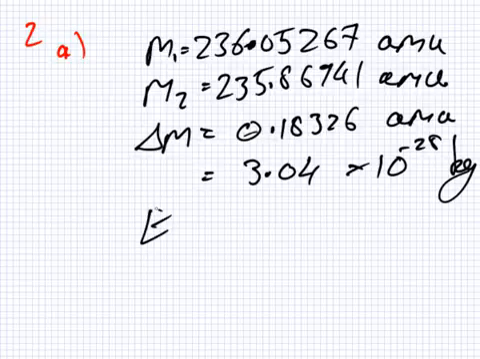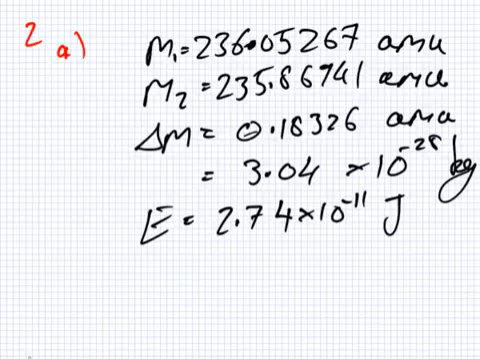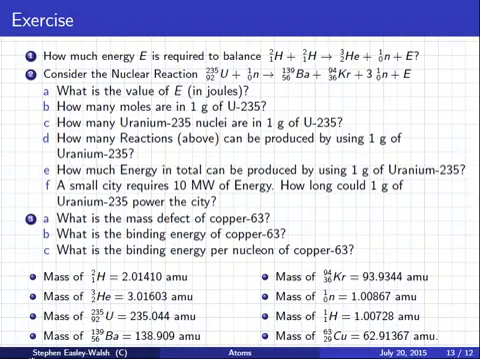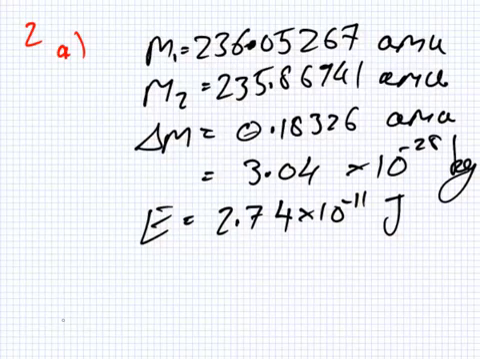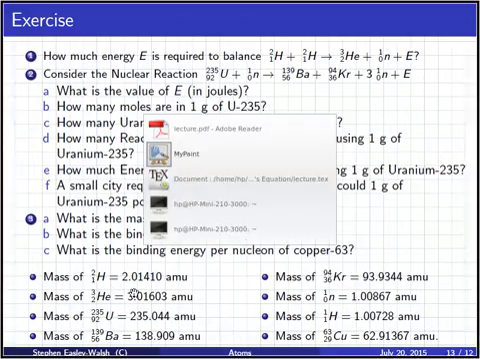So the energy would be mc squared, 2.74 times 10 to the minus 11 joules. Okay, no? Yes? Right. So then, is that the A part? Yeah. The B part, roughly how many moles are in 1 gram?